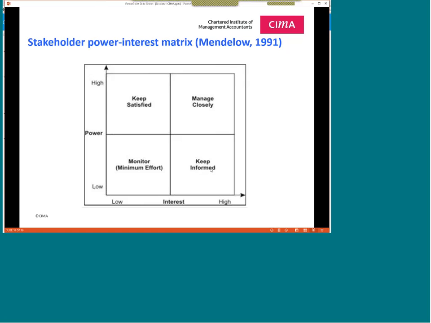If, for example, this particular investment is, I don't know, 80% of your retirement funds, then definitely you would be keep informed, because you would have high interest in this particular business.